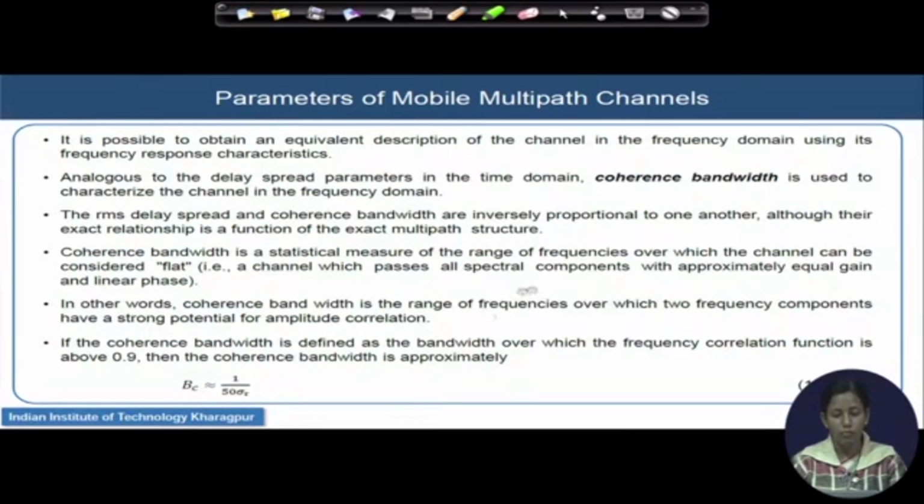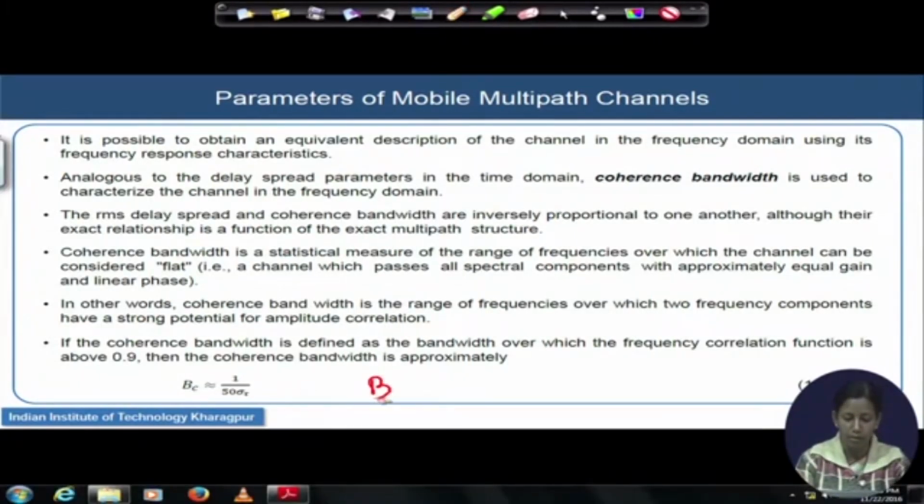It is the range of frequencies over which two frequency components will be heavily correlated, with amplitude correlation. If I consider that this correlation is about 90%, then the coherence bandwidth and the RMS delay spread are related approximately by this equation. If you consider 50% coherence to be observable between two frequencies, then the bandwidth BC will be approximated by 1 by 5 sigma tau.